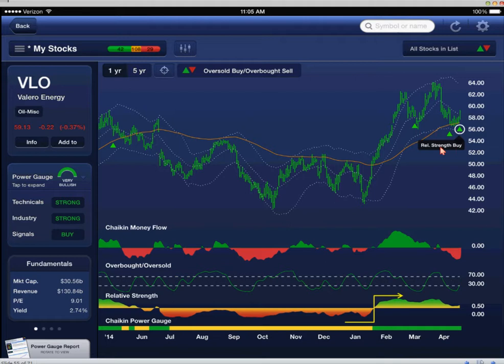So if energy is turning around, where do I want to go? I want to go to the stocks in energy with bullish power gauge ratings. You tap on the ETF, you find them.